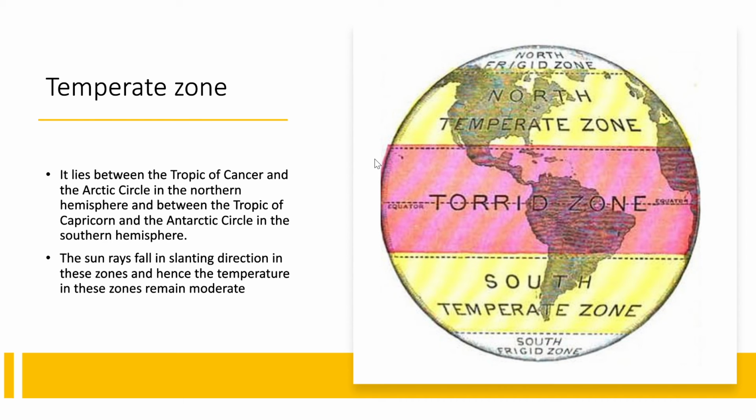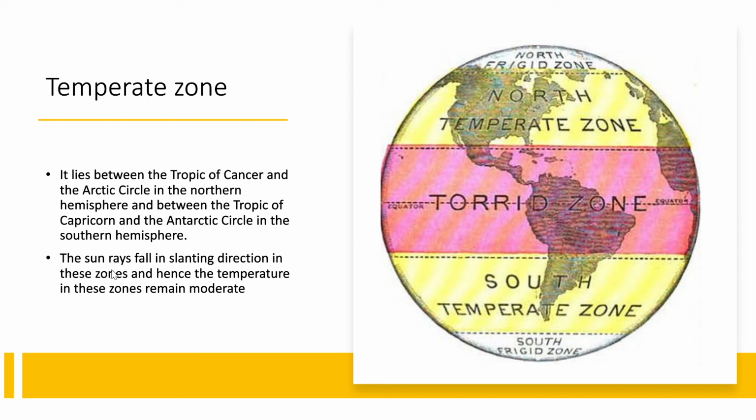Next is the temperate zone. You can see North Temperate Zone, South Temperate Zone. It lies between the Tropic of Cancer and the Arctic Circle in the Northern Hemisphere, and the Tropic of Capricorn and the Antarctic Circle in the Southern Hemisphere. So from Tropic of Cancer to Arctic Circle is the North Temperate Zone, and from Tropic of Capricorn to the Antarctic Circle is the South Temperate Zone. The sun rays fall in a slanting direction in these zones, and hence the temperature remains moderate.